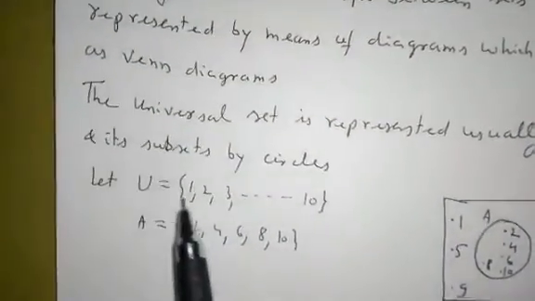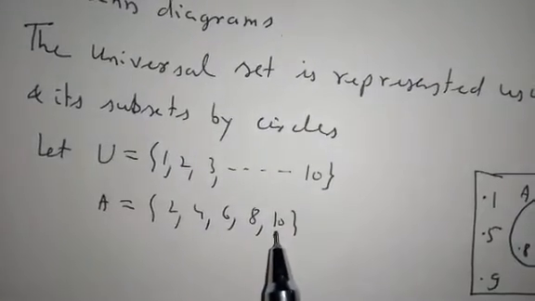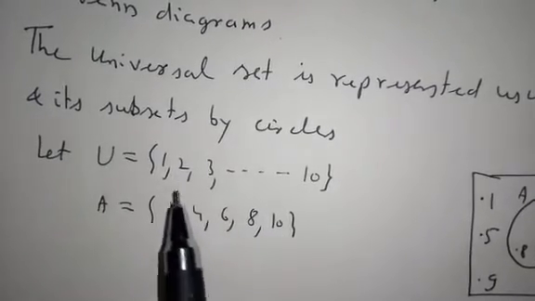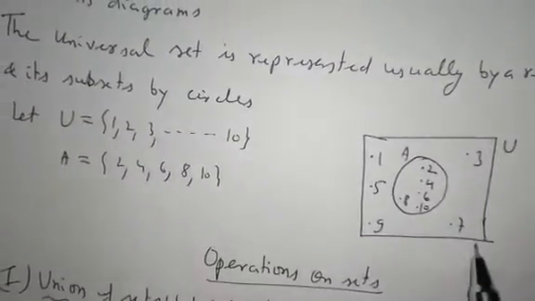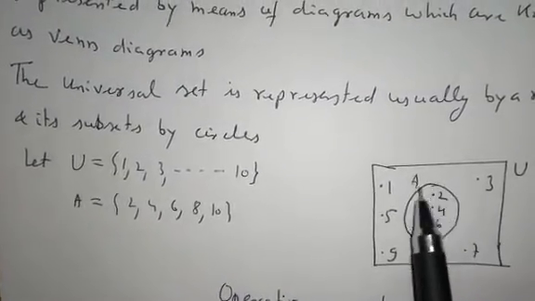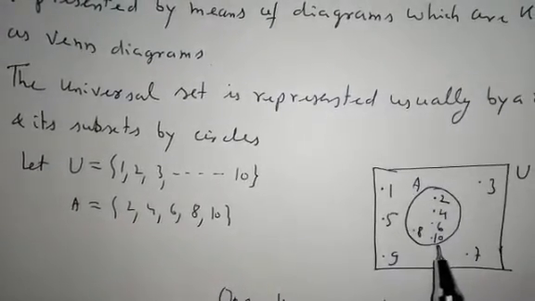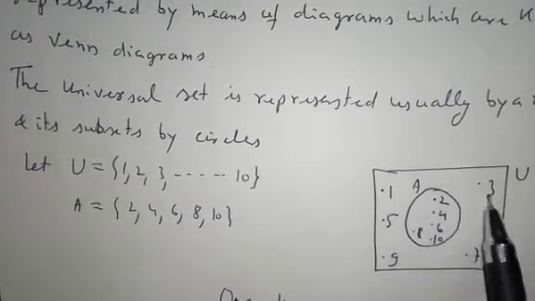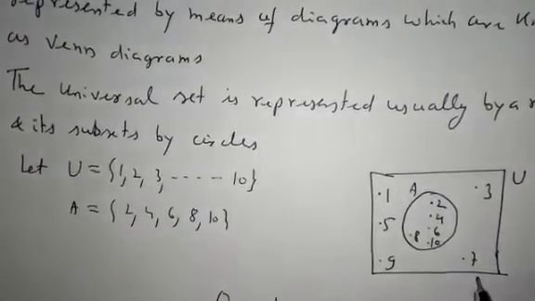The universal set is usually represented by a rectangle and its subsets by circles. Here we are taking the universal set 1, 2, 3 up to 10 and set A as 2, 4, 6, 8, 10. We observe A is a subset of this universal set because all the elements of set A are in U. So we represent U, the universal set, with a rectangle, and A, a subset of it, with a circle or any oval shape. All the elements of A we take inside A and the remaining elements outside A. In this way we represent the given sets with the help of the Venn diagram.